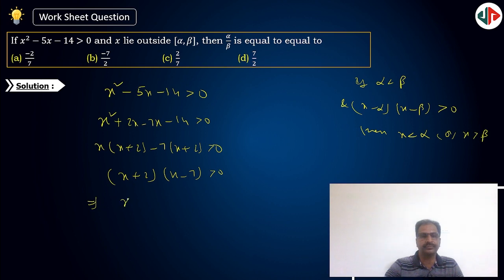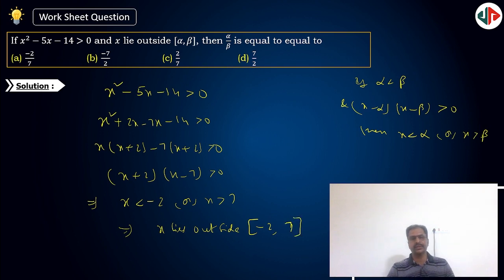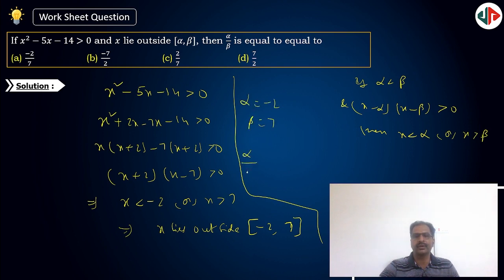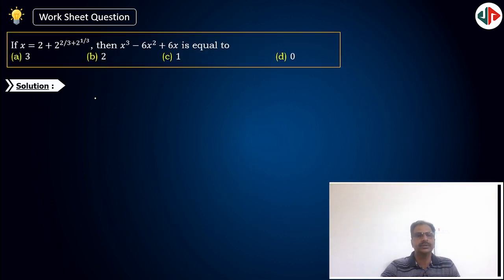Here alpha is minus 2. So x is less than minus 2 or x greater than 7, which means x doesn't lie between minus 2 and 7. So x lies outside of which interval? Closed interval minus 2 comma 7. See, x less than minus 2 or greater than 7 means x doesn't lie between minus 2 and 7. So compare this with the given interval. You get alpha as minus 2, beta as 7. Therefore, alpha by beta is nothing but minus 2 by 7. Option A.